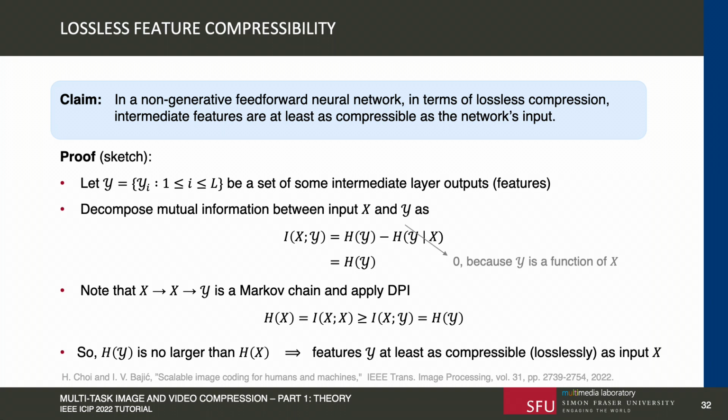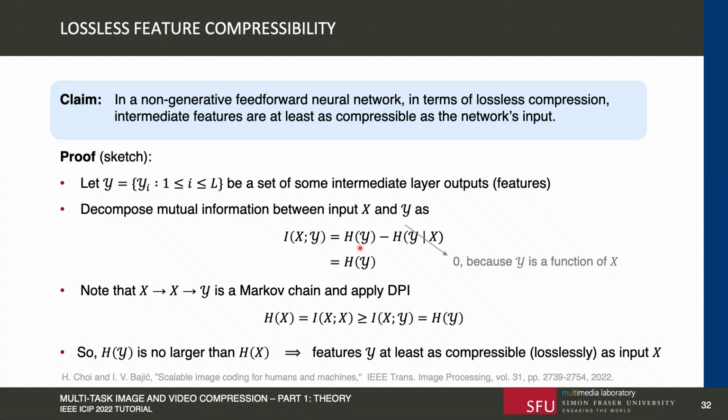So we are now ready to state and prove our first result related to feature compressibility. We say that in a non-generative feed-forward neural network, in terms of lossless compression, intermediate features are at least as compressible as the network's input. To show this, we're just going to show a sketch of the proof. Let Y be the set of intermediate layer outputs. This could be one layer or a set of layers. And we decompose the mutual information between the input X and this set of features Y as follows.